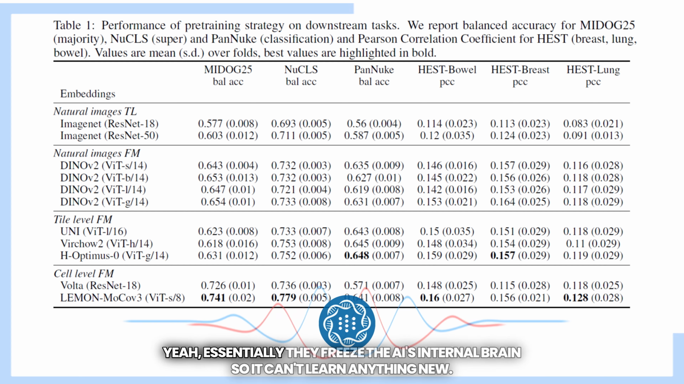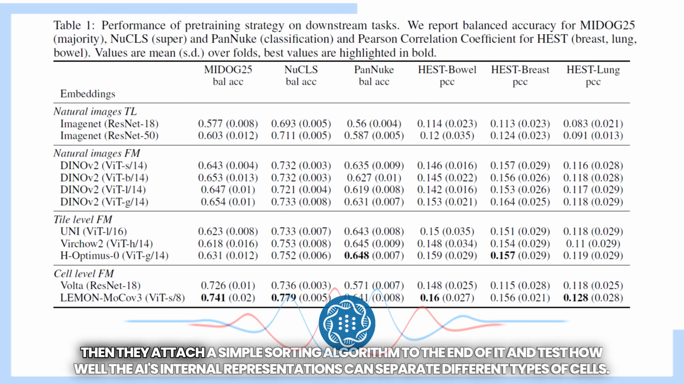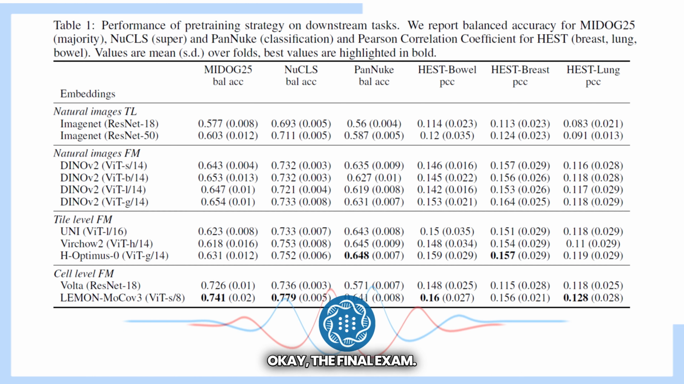Linear probing. Yeah, essentially, they freeze the AI's internal brain so it can't learn anything new. Then they attach a simple sorting algorithm to the end of it and test how well the AI's internal representations can separate different types of cells. Okay, the final exam. Yeah.